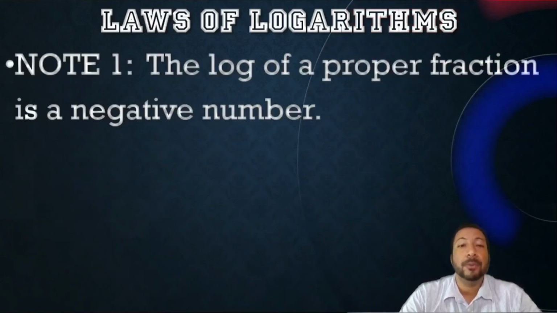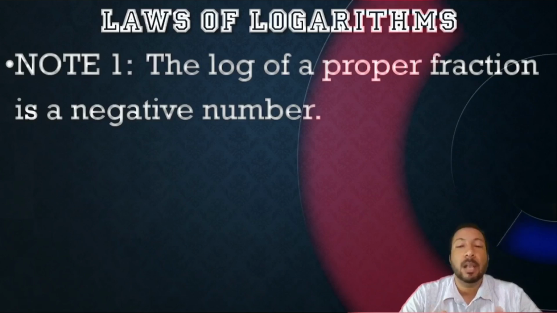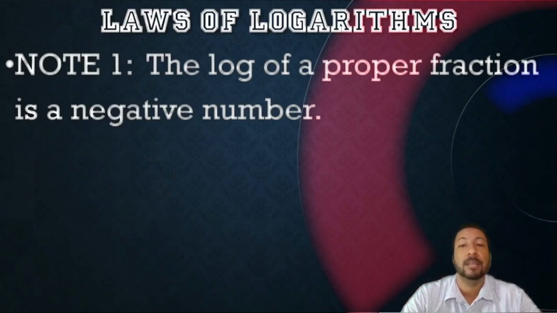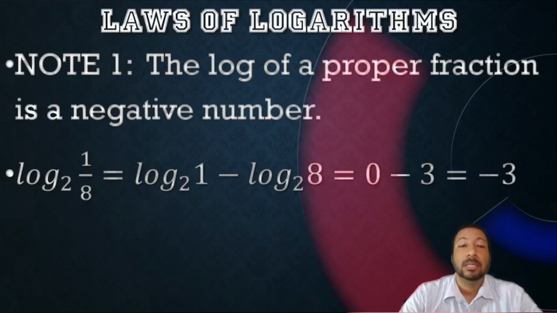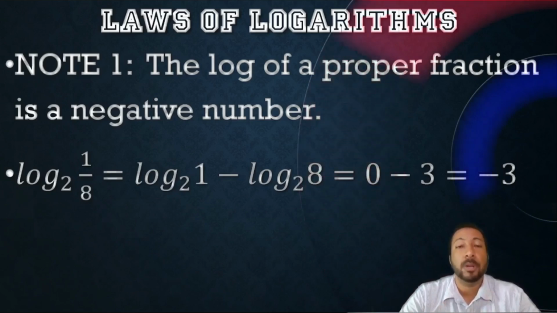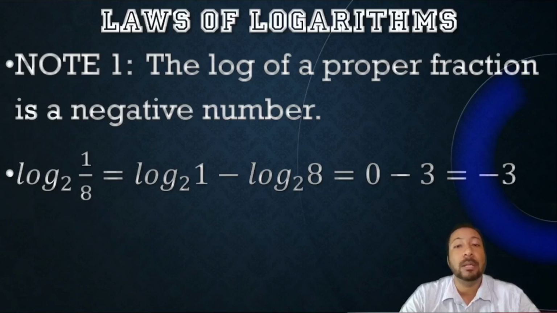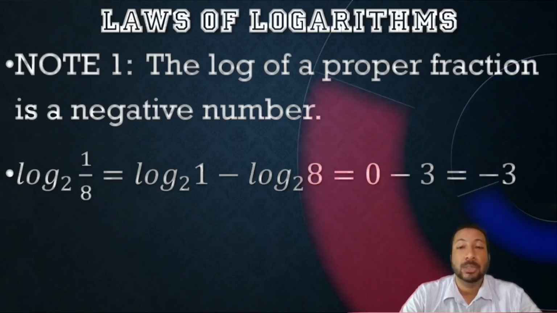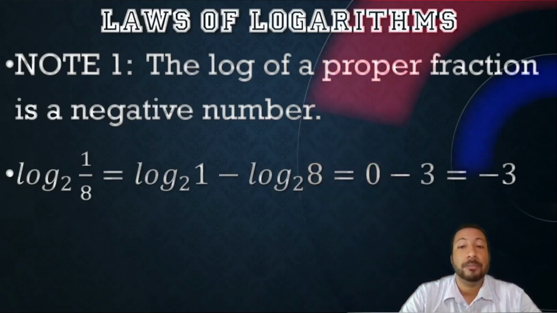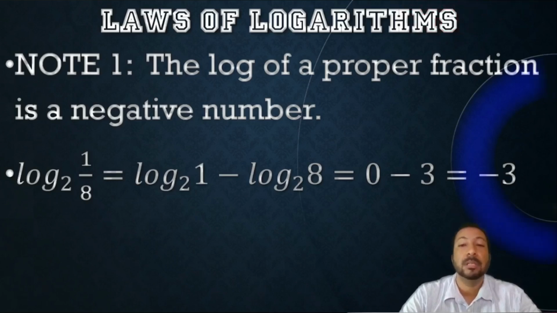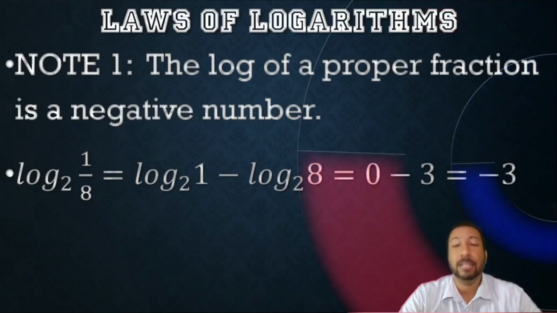Let's look at a few notable exceptions, a few caveats. The first thing to note is that the log of a proper fraction is a negative number. Why is that so? Well, let's take a look at this example. Let's say you have to find the log of 1/8 in base 2. Since it is a fraction, the log of 1 divided by 8 can be broken up and expressed as the log of 1 minus the log of 8. As we just saw from our fifth law, the log of 1 is 0, and the log of 8 in base 2 is 3. So 0 take away 3 gives us negative 3.